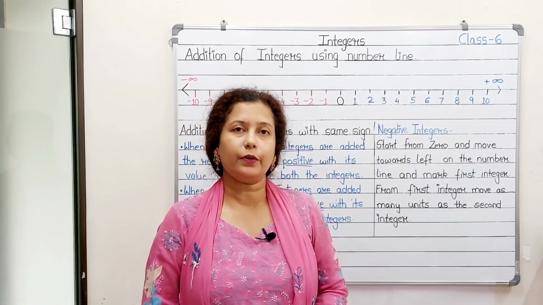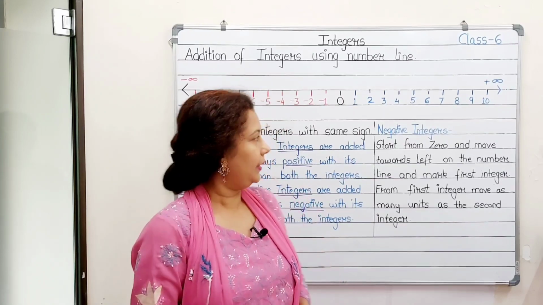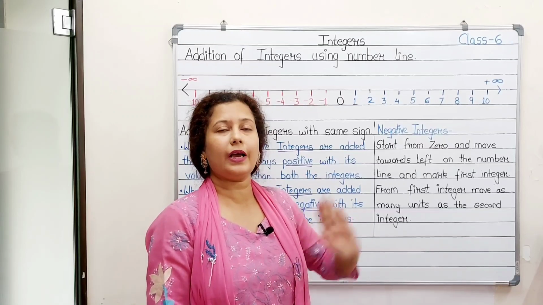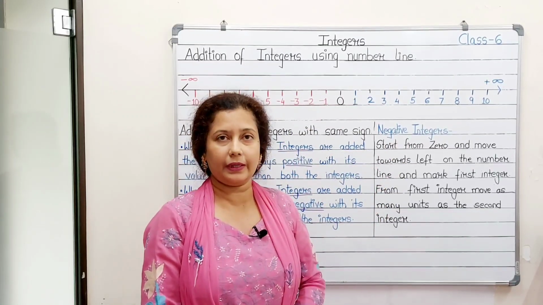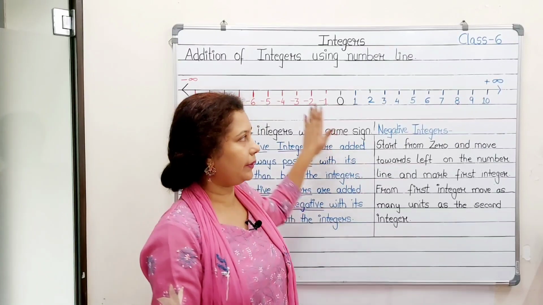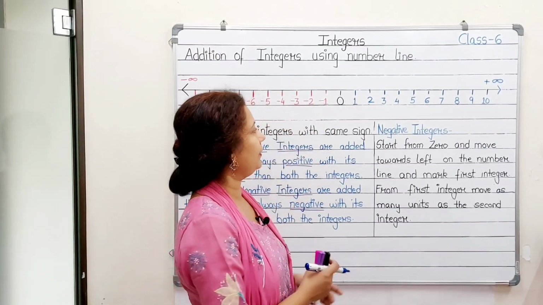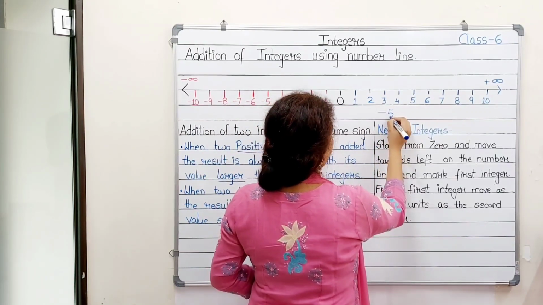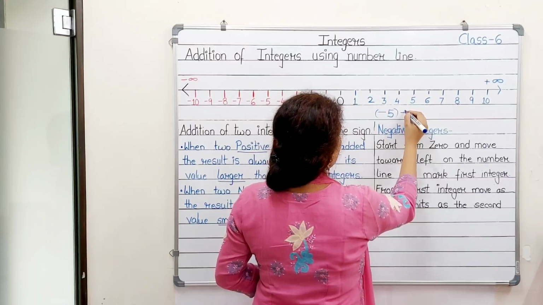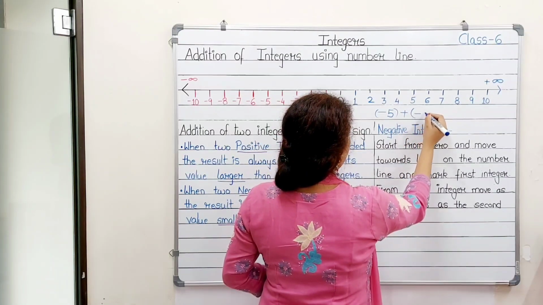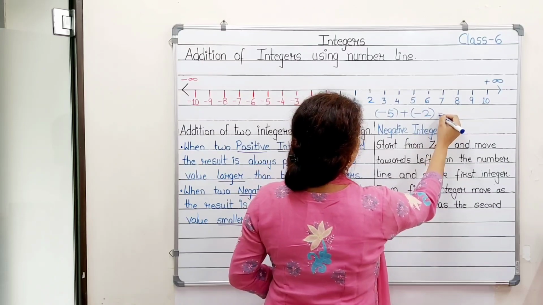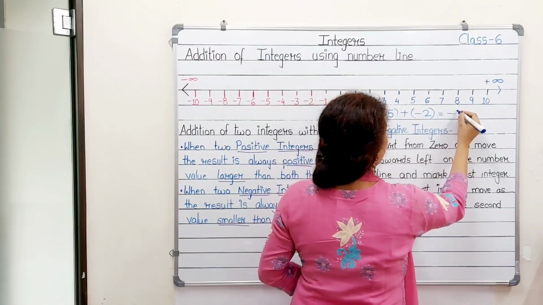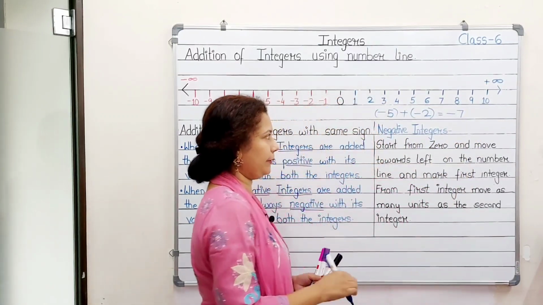Now for negative integers. For negative integers, we have to follow the same steps. The only thing is, we have to move on the left side of the number line because negative integers are present on the left side of 0. For example, if I take -5 plus -2, the result should be negative and we have to add the absolute values. So here 5 plus 2 is 7.